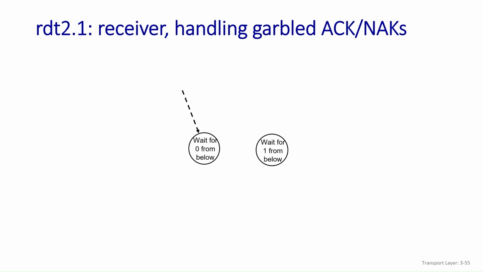What about the operation at the receiver side? So now one state is not enough because one state is for sequence number 0, another state has to be there for a packet having sequence number 1, right? So wait for 0 from below, and then we have wait for 1 from below.